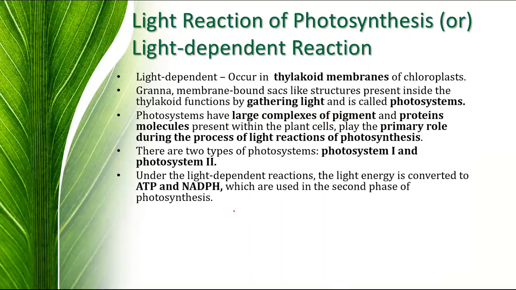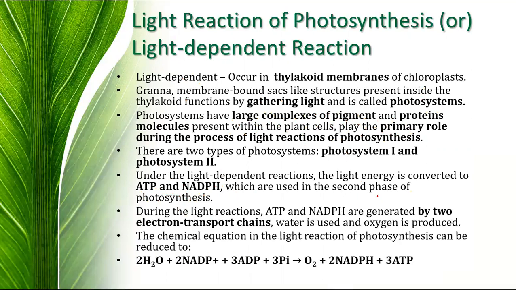Under the light reaction, at the daytime, the light energy gets converted into two forms called ATP and NADPH. This is the important byproduct of the light reaction, which is used in the second phase, that is the dark reaction, the biochemical phase. In that phase these two products are used. During the light reaction, the ATP and NADPH are generated by the electron transport chain.